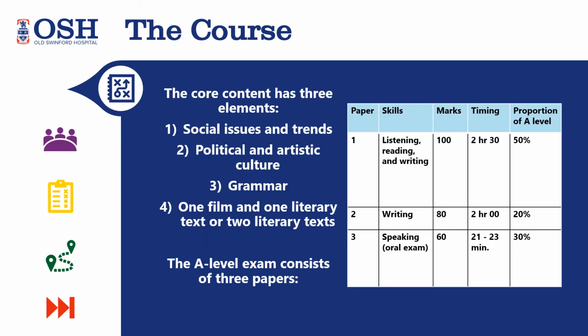How it's delivered in terms of an examination perspective is with those 4 particular content pieces, they then have an impact on all 3 papers. So you'll have a 2.5-hour listening, reading and writing exam. That will be 50% of your overall A-level. There'll be a writing examination which will be 2 hours in length. That's 20% of your A-level, and then a speaking oral exam. It's about 20 to 23 minutes in total, and that's 30% of your overall A-level.